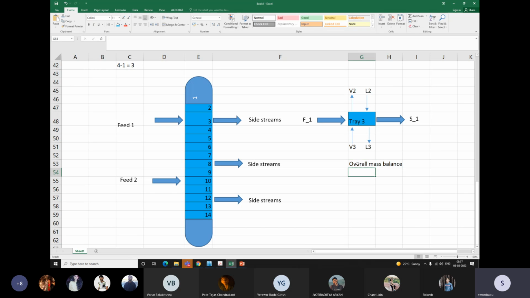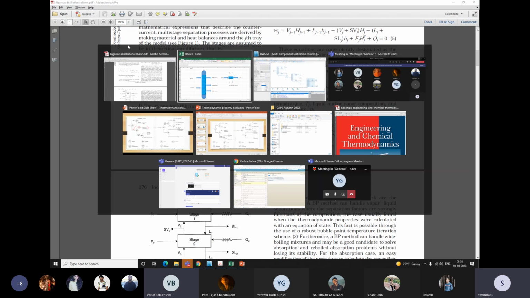Can anyone suggest what is the overall mass balance for this? Overall mole balance, not mass balance. Let's say overall mole balance. Any suggestion from the student side, or can anyone tell me what is the mole balance? Overall mole balance. Moles input equal to moles output, right? Yes, sir.